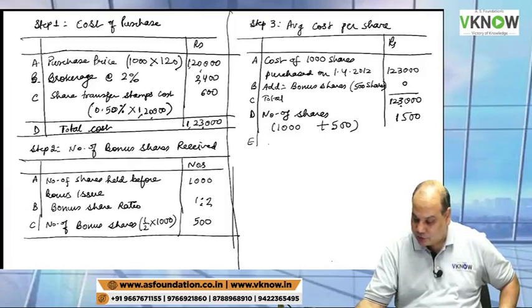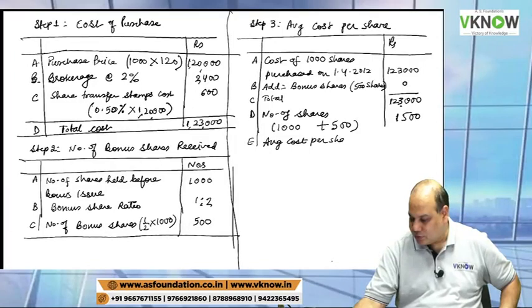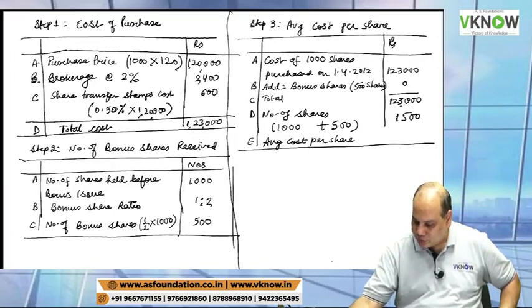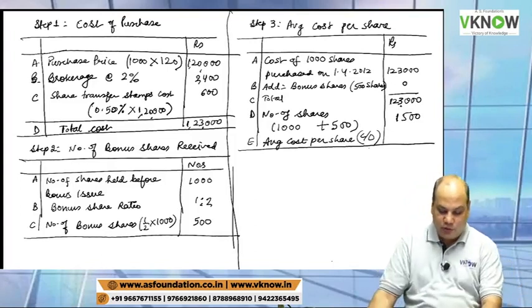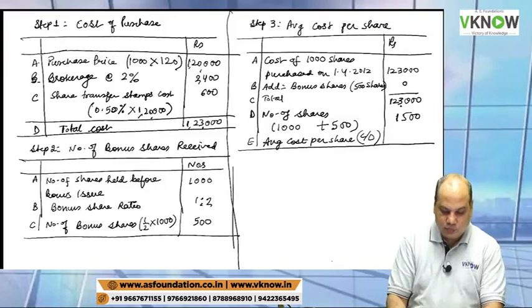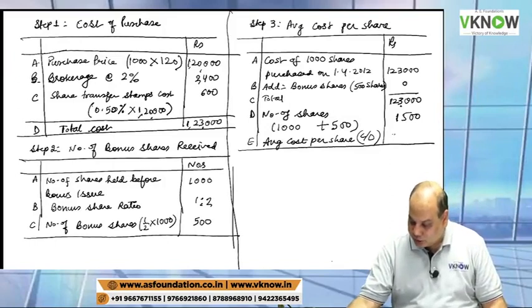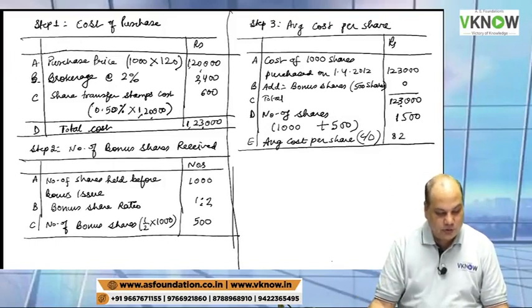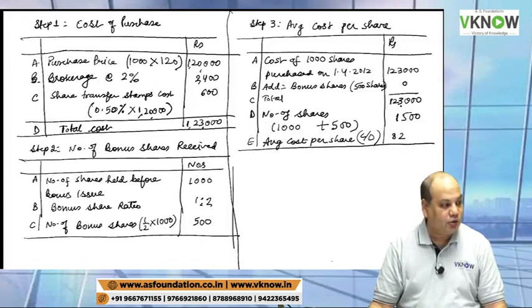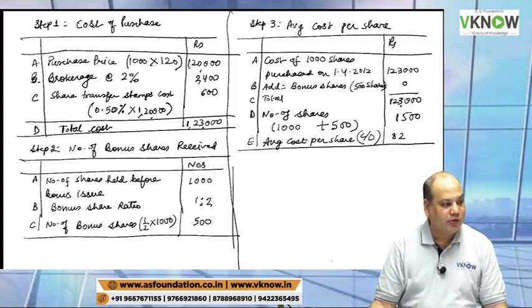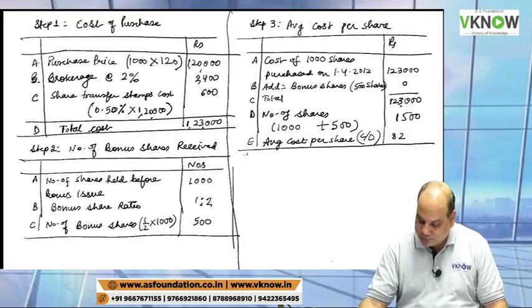So you will answer now. I'm waiting for your answer. What is average cost per share? Average cost per share, C divided by D. How much is average cost per share? This comes to 82 rupees. Is this right? Say yes. Kunal is right.